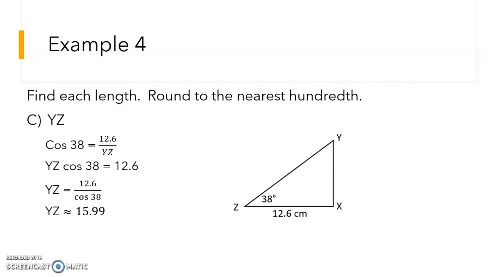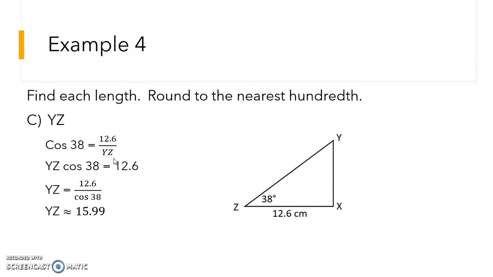I decided to use the cosine function because here's our angle. We have the adjacent side given to us, and we want the hypotenuse side. And cosine is adjacent over hypotenuse. So I got the equation that says the cosine of 38 degrees equals the adjacent side over the hypotenuse side.